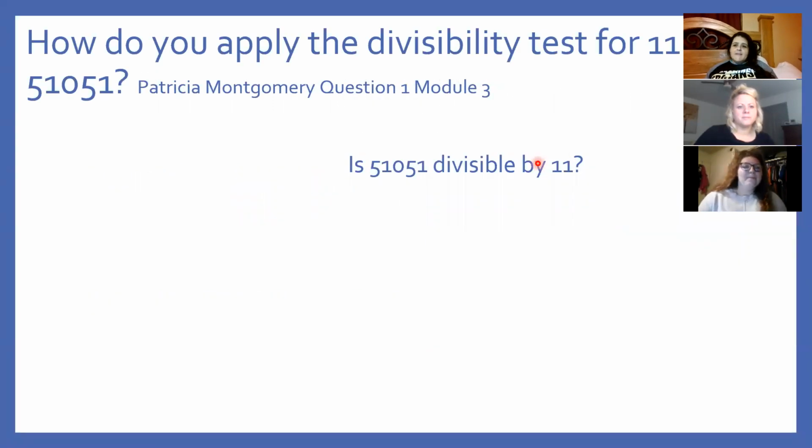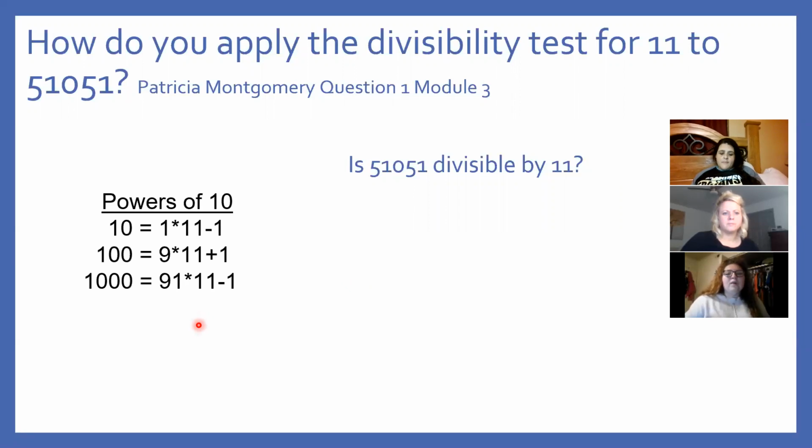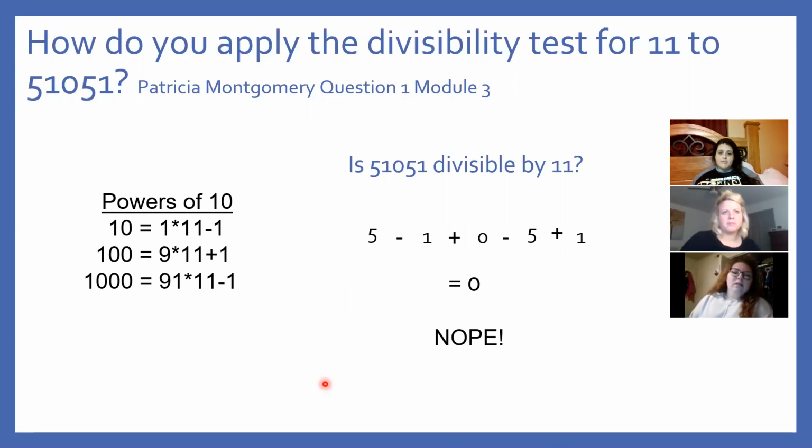Patricia, how do you apply the divisibility rule test for the number 11 to 51,051? So the easiest way to test any number for divisibility by 11 is to write out all of the digits, and then alternate between adding and subtracting, starting at the tens place. So you'll do plus, minus, and when you work that out, you get 0. And since 0 is divisible by 11, then you know the whole number is divisible by 11 as well. That's pretty simple. Perfect.